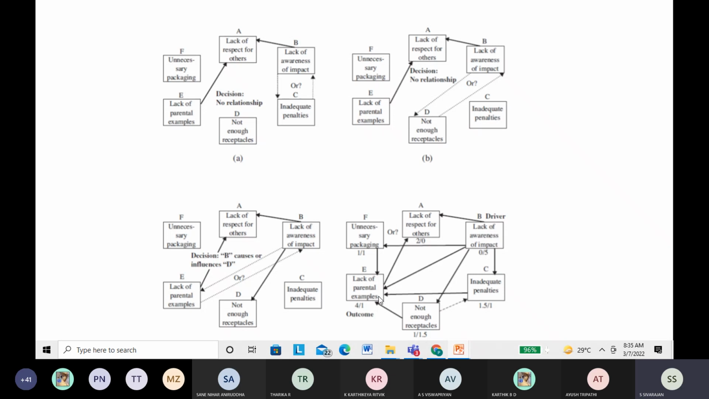And here, lack of parental examples: in all the cases, the arrow is terminating here. From F, it is terminating. From B, it is terminating. So in all the cases, lack of parental examples is the outcome. It's going to be the outcome. So this is how we find out what is the driver cause and what is going to be the outcome cause.